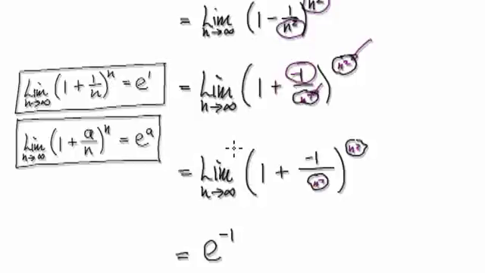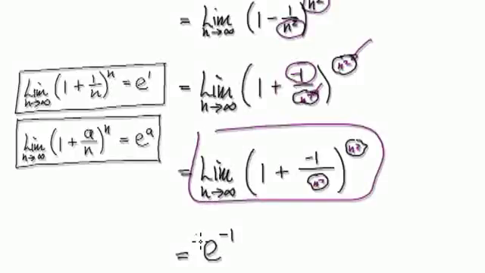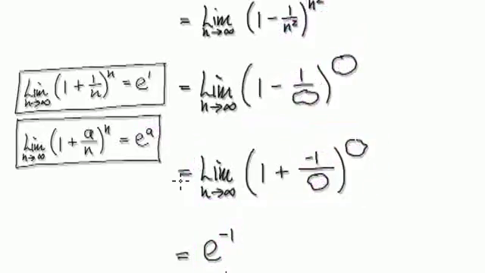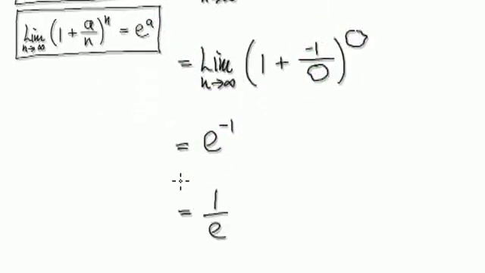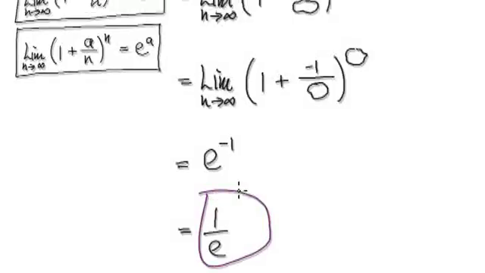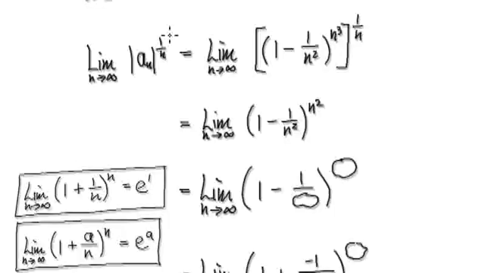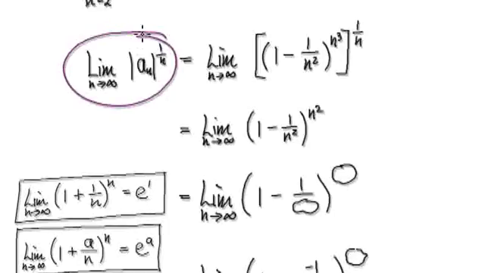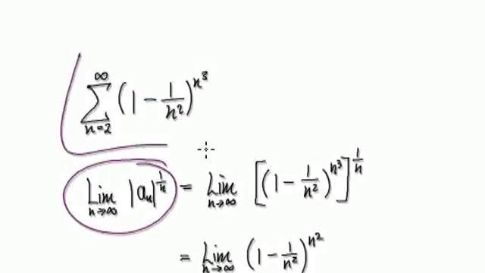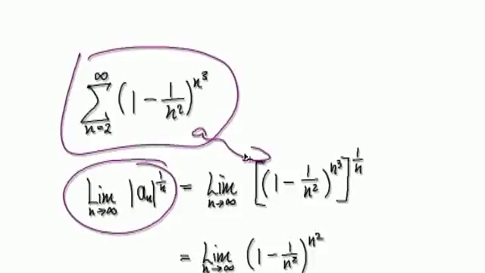So you can conclude that this whole thing is actually e to the power of whatever this a here is, which is minus 1. So this whole thing becomes this. Now the value that we were trying to find, this value here, is actually less than 1. Therefore, we can conclude that this series will converge. Okay.